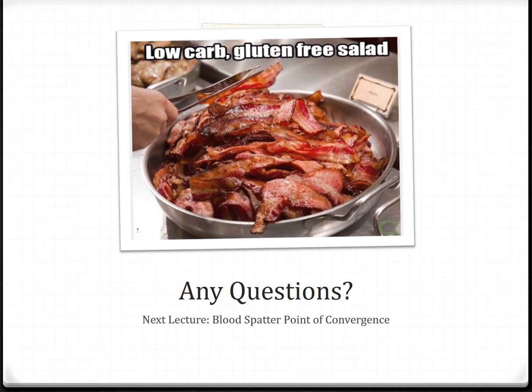I'm going to have you do a lot of these calculations just so you get the idea down. Exactly what are these angles of impact? If you have any questions, just let me know. Next, we're going to be looking at blood spatter points of convergence to see how we can use these angles of impact to actually recreate what happened at the scene.